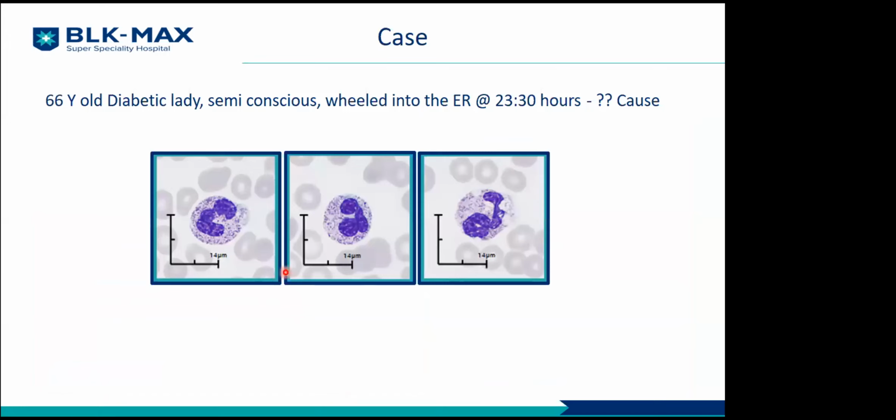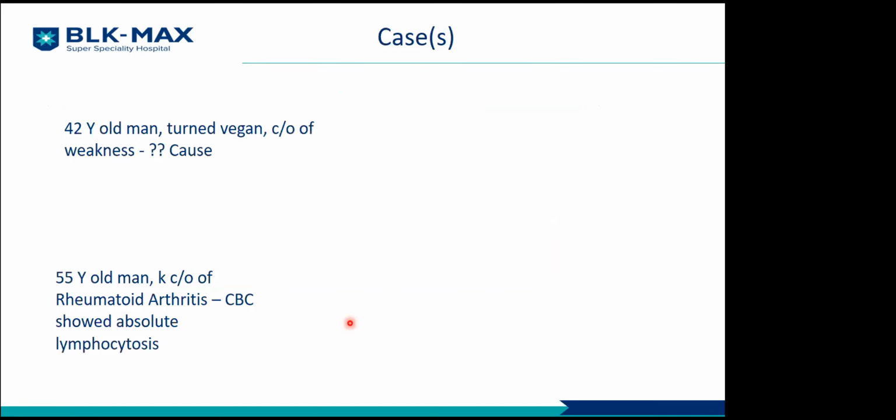This was a 60-year-old diabetic lady who was semi-comatose, and was wheeled into the emergency late in the night, about 11:30. And the issue was, what's the cause? But the moment we saw these digital morphology images, we knew we were dealing with something having significant toxic change, and there were Döhle bodies in these neutrophils, and vacuolation, which was obviously telling us that we're dealing with a bacterial infection. She was immediately put on antibiotic therapy, and she became much better by the next day.